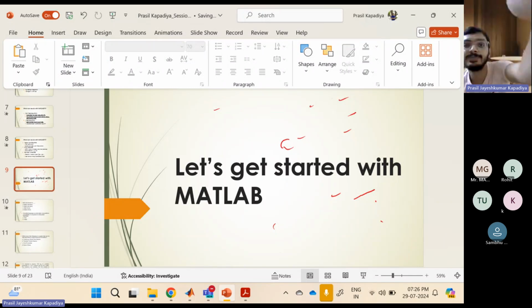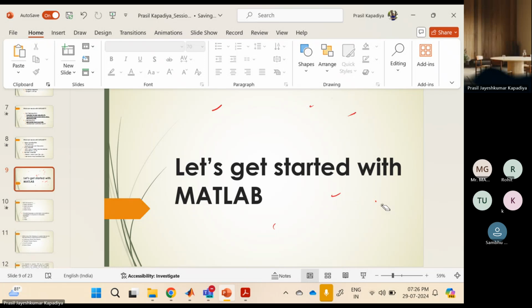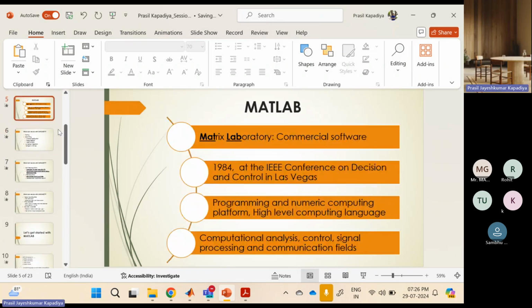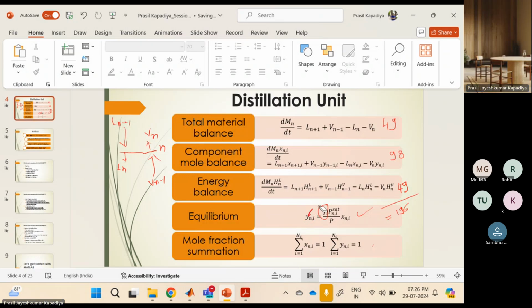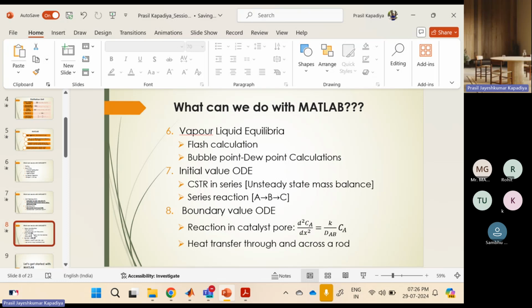Just give me a minute, guys. And where else have I written something? I need to clear it out. Okay, first lecture will be a bit boring because we are not starting anything with MATLAB. We are just understanding very basic features of MATLAB. But from the next lecture, we'll be starting to write some simple codes. So it will be getting more and more interesting with time.